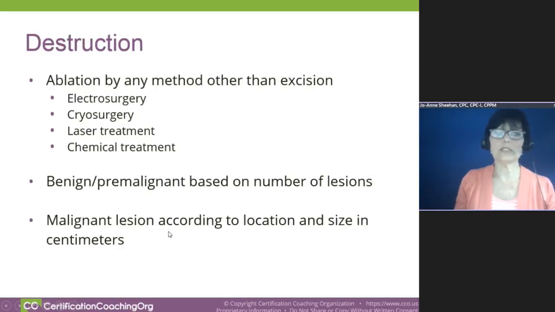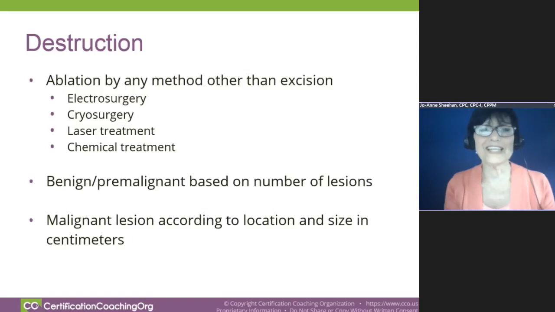So I'm pretty sure that that is it. Oh, no, I'm not. We're still going. Okay. Destruction, ablation by any method other than excision. That's electrosurgery, cryosurgery, laser treatment, chemical treatment. A lot of times you'll see this associated with actinic keratosis, seborrheic keratosis, plantar warts, things like that.